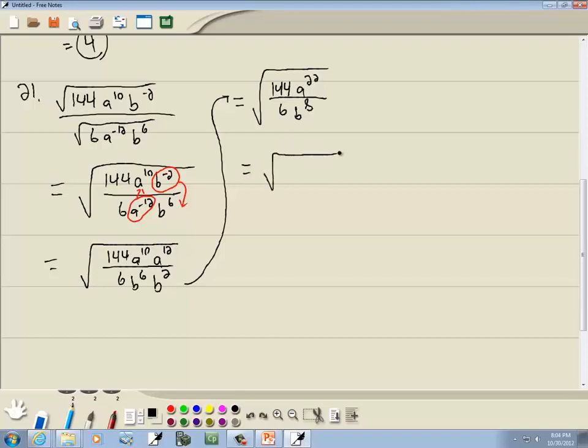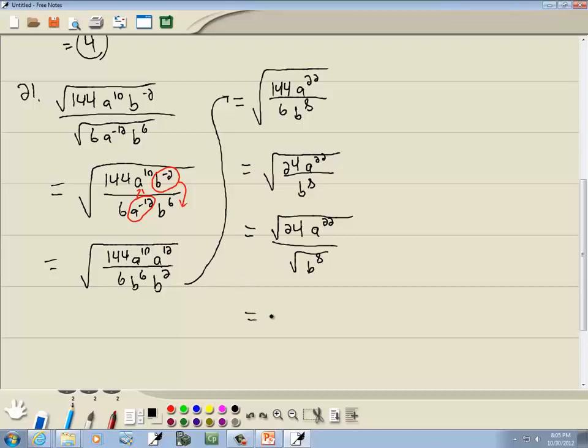Well, the numbers I could do something with. 6 goes into that evenly, I think. 144 divided by 6 is 24. And then a to the 22nd, b to the 8th. Okay, that's about as much simplifying as I can do with that fraction, so let's split it back apart. We only put it in there temporarily so we can simplify it a little bit. And this right here definitely looks a lot easier than our initial problem.